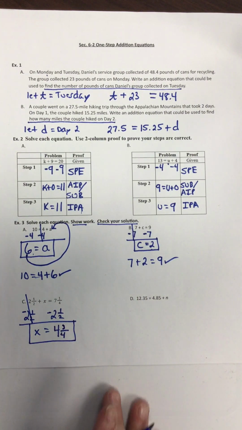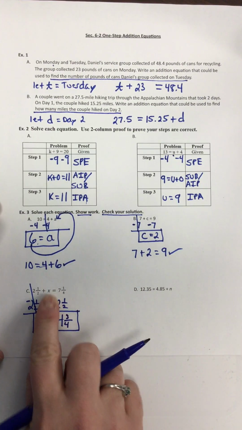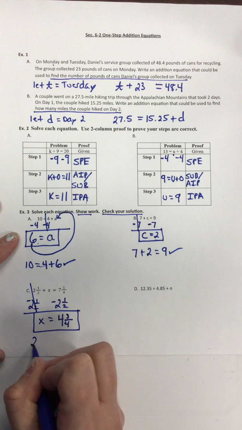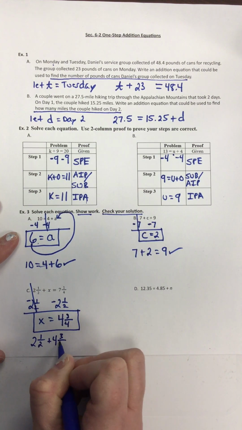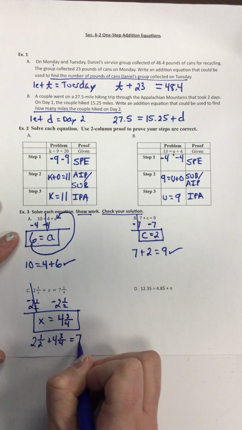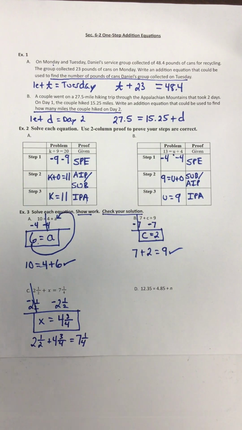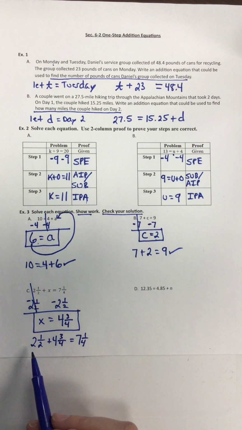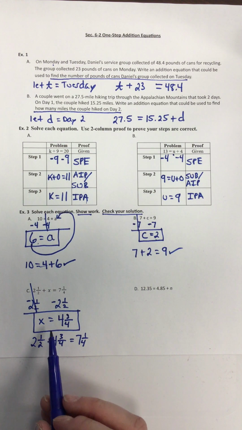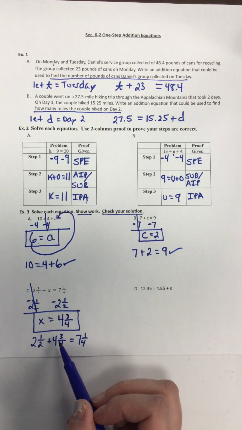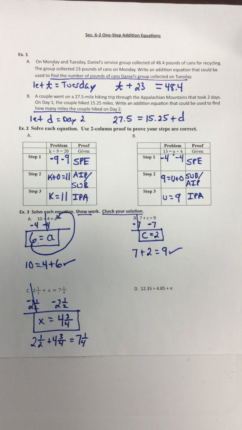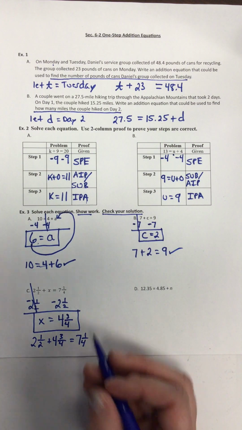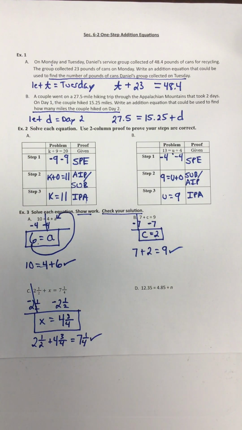I'm going to check my answer. I'm going to take that 4 3/4, plug it in for X. So I'm going to make sure that 2 1/2 plus 4 3/4 does equal 7 1/4. Again, checking this, you're thinking common denominators and everything. So right here, I'm thinking this would actually be 2 2/4. 2 2/4 plus 4 3/4. Does that equal 7 1/4? It is going to come out to equal 7 1/4. So then I know my answer is right.